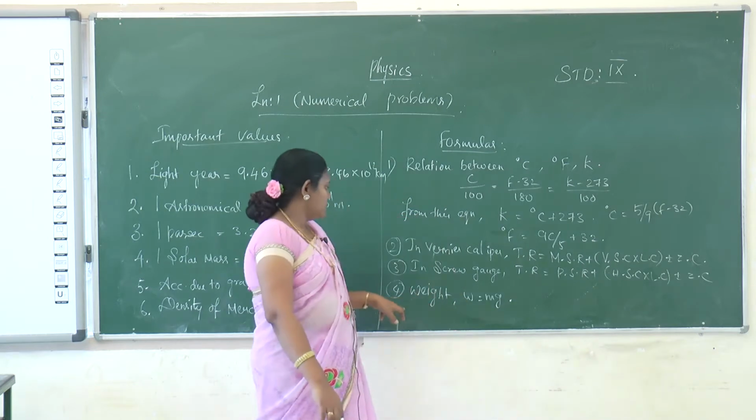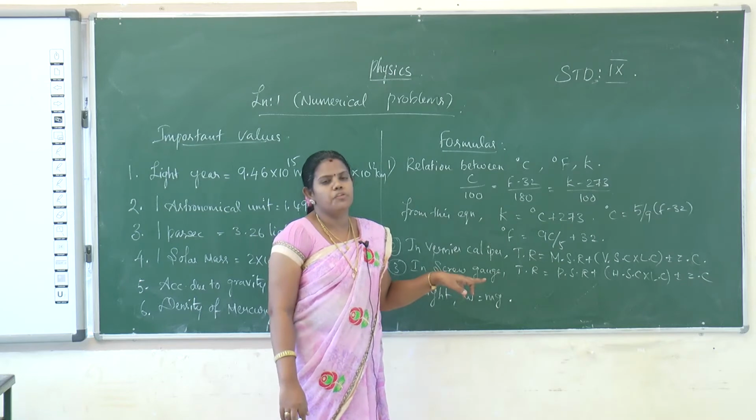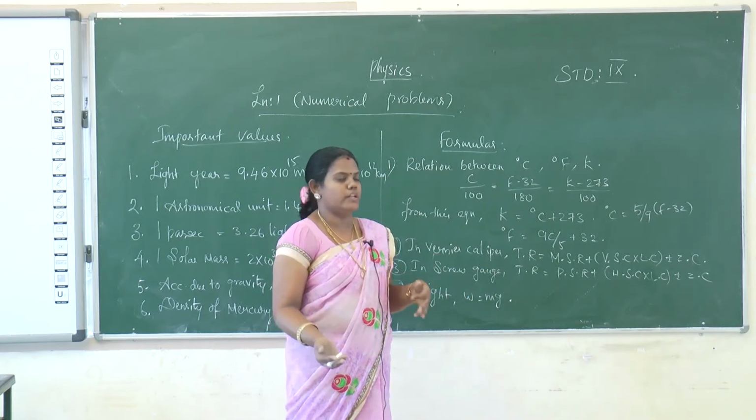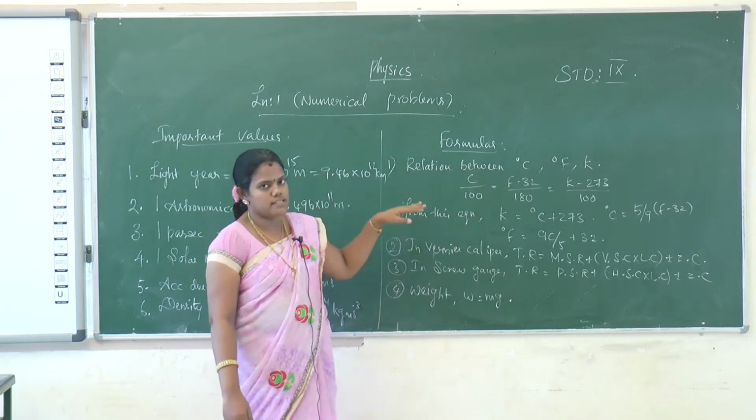Okay. Then weight, W is equal to mg. Weight is the product of mass and the acceleration due to gravity. So W is equal to m into g. Those are all the important formulas in this lesson.